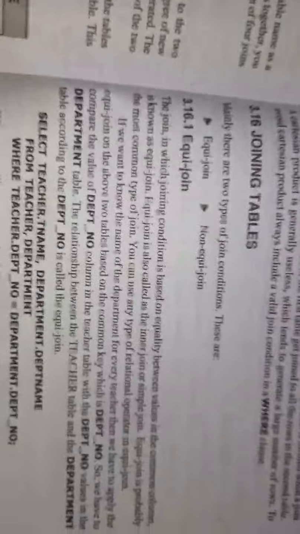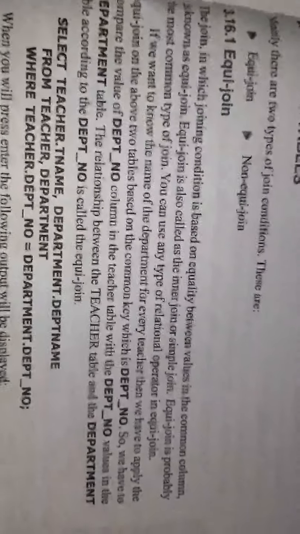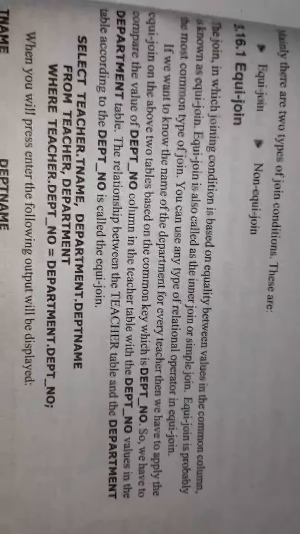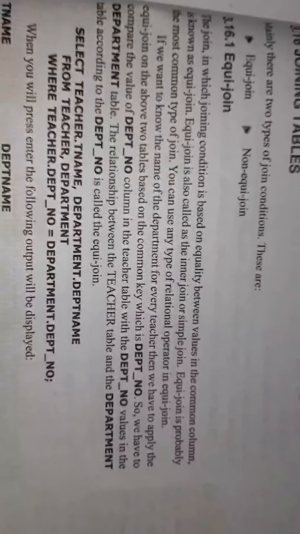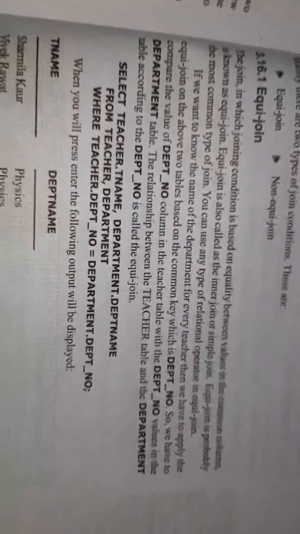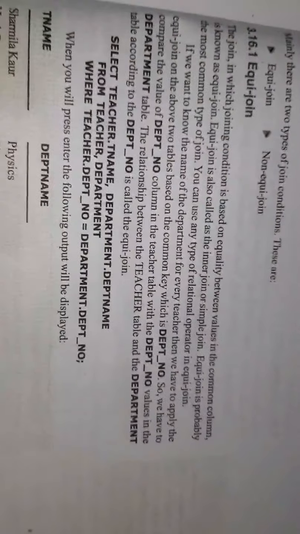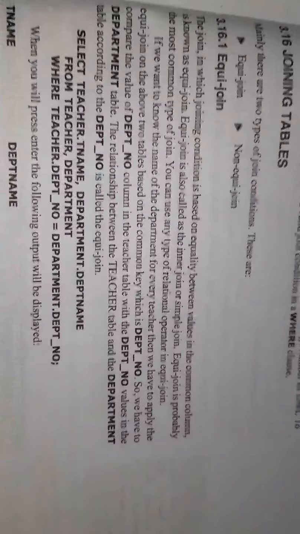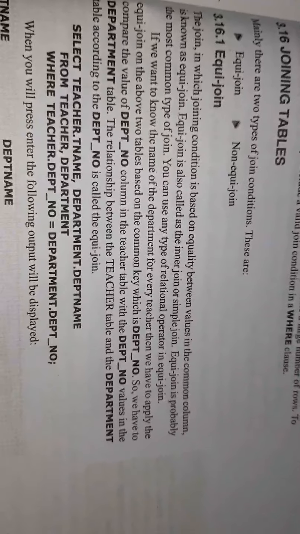Now coming back to the join tables. There are two types: equijoin and non-equijoin. Equijoin is when joining is based on equality between values in the common column. This equijoin is based on common columns from both the tables. It is also called inner join or simple join. Equijoin is the most common type of join.